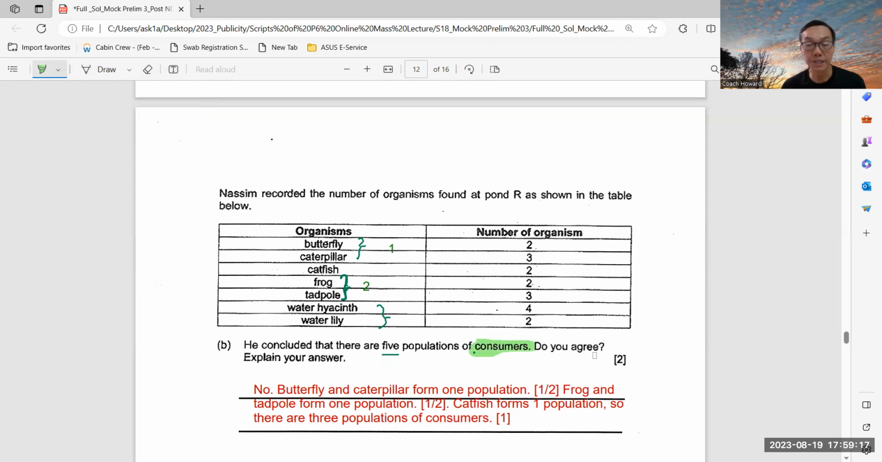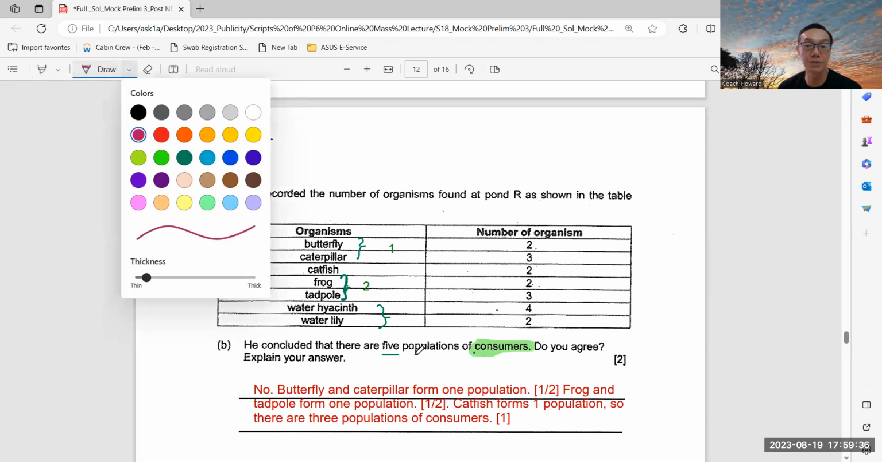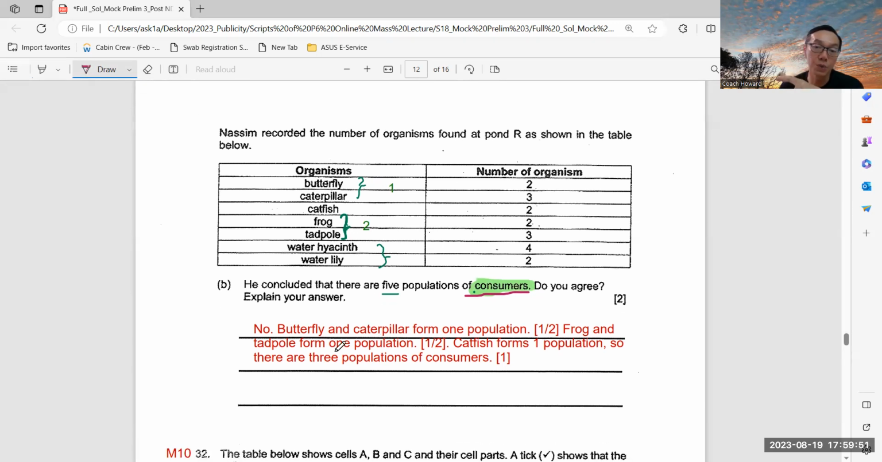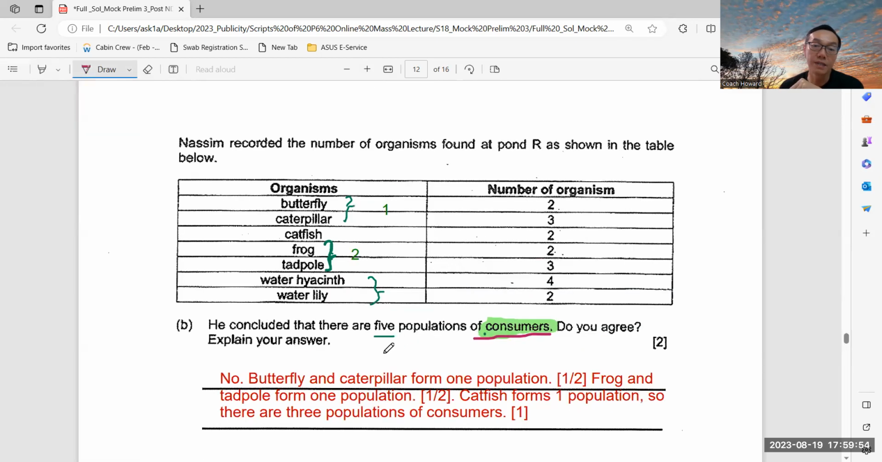So they say, do you agree? Usually such a question is a don't agree one. If agree, then they won't expect you to give any reason. So you see they got 5 populations of consumer. So you must underline or highlight consumer, because this word tricks many students. Consumer means you cannot include plants, because in this community there are 2 producers, the water hyacinth and the water lily. So actually, you should say no. Why? Then you explain.